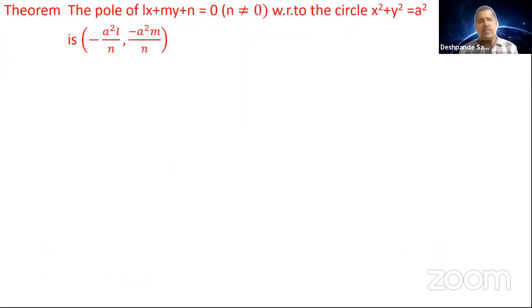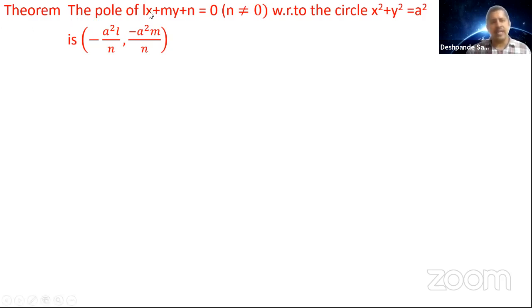So till now we have discussed finding the polars. What exactly is a pole? The point from where you are getting the polar is a pole, right? So that is a focused point, the point from where you are getting the polar is a pole here.